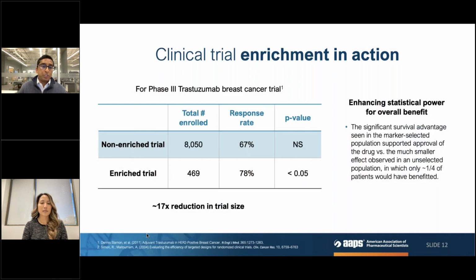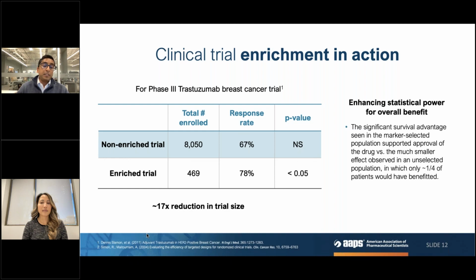Now, here's one such example, a classic example from the literature for the phase 3 agent trastuzumab that had been initially tested in breast cancer. And what we found, as you can see from the table here, in a non-enriched trial, which included multiple individuals with breast cancer, over 8,000 individuals, the response rate was 67%, and the underlying p-value was found to be non-significant.